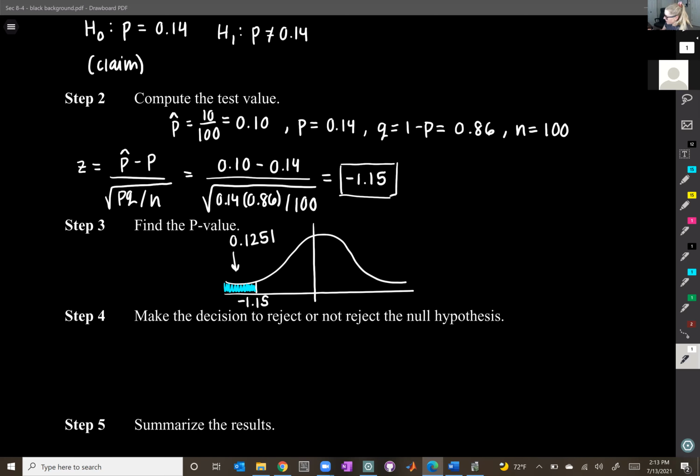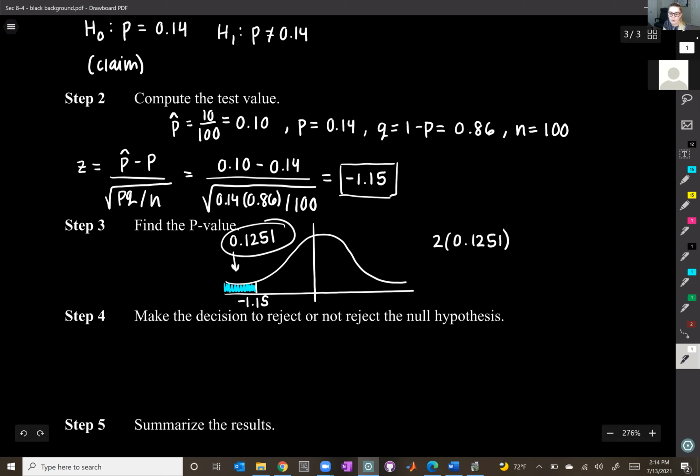But because the area in this tail is 0.1251, but we're doing a two-tailed test, we need to multiply that by 2 to find the p-value. So I said that in my lecture video, that if you have a two-tailed test and you find the area in one tail was 0.1251, in order to find the p-value, you need to do 2 times 0.1251. And I did not do that when I did this problem earlier because I was not thinking about it. It doesn't change the answer, but I just realized that I needed to do that. So this is 0.2502.